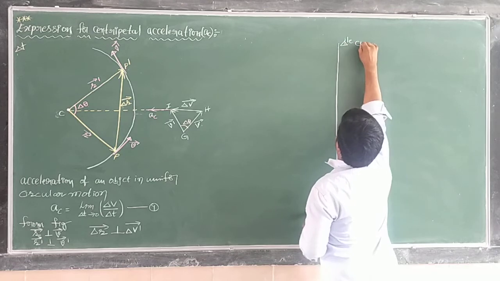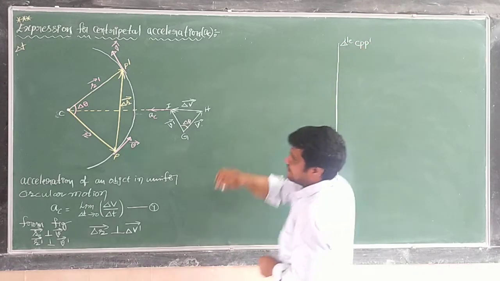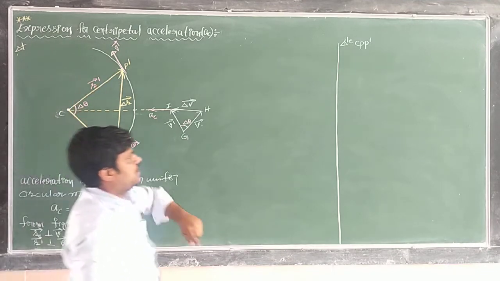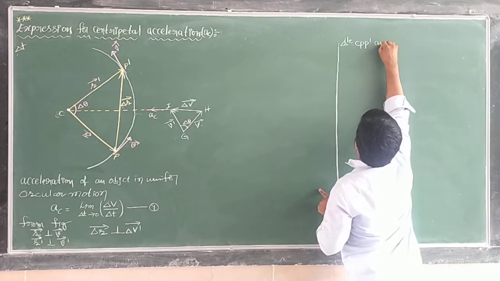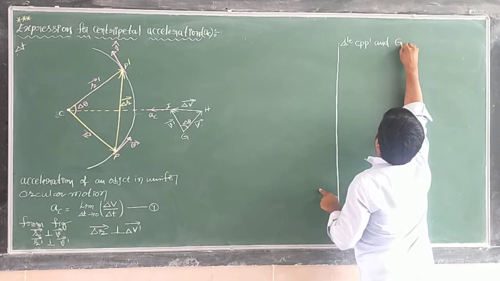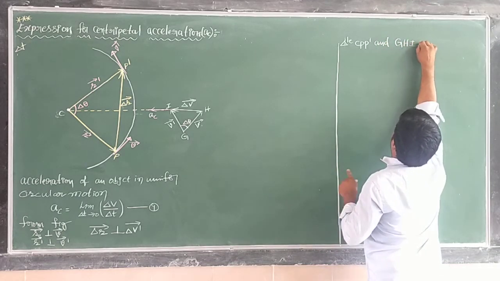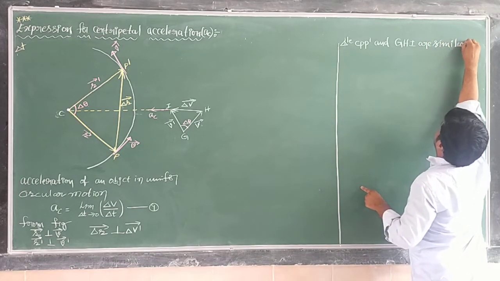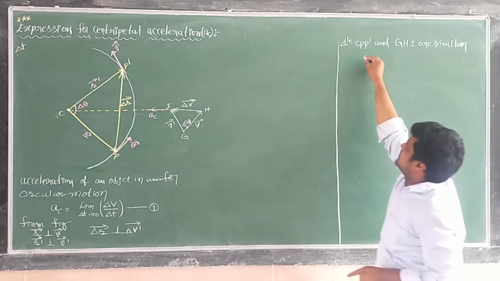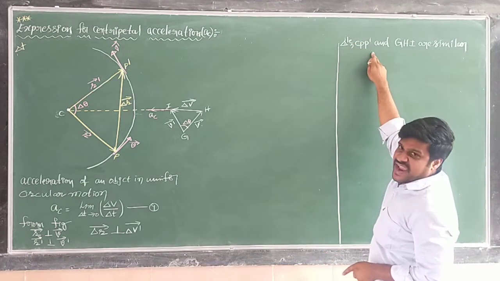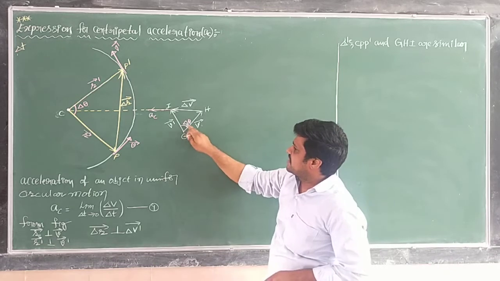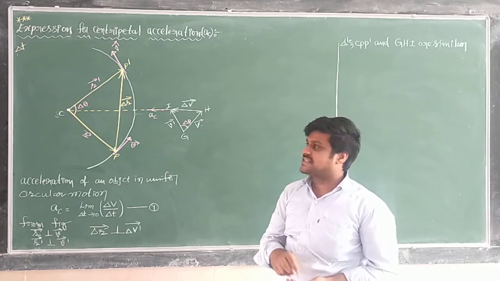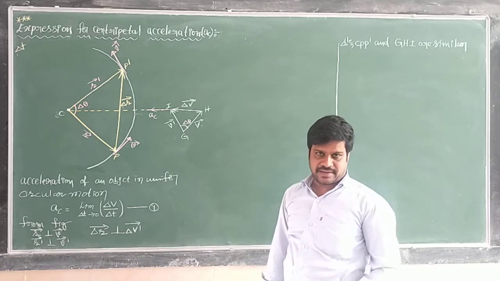triangle CPP dash and GHI are similar. Triangles CPP dash and GHI, both are what type of triangles? Both are similar triangles.